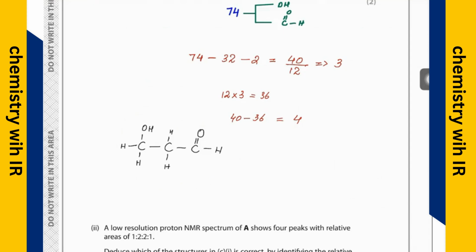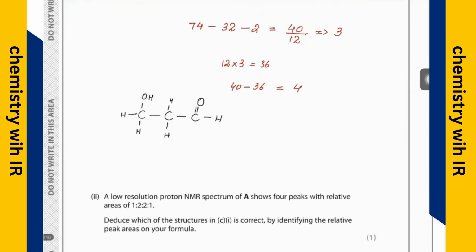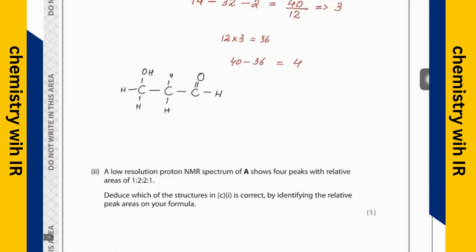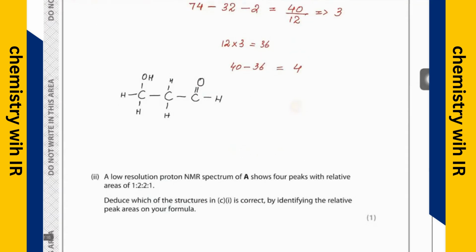74. Then we are supposed to draw the two displayed structural isomers. So the first one would be the straight chain isomer. They are saying the displayed formula, so each and every bond must be shown, and then the other isomer should be 1, 2.